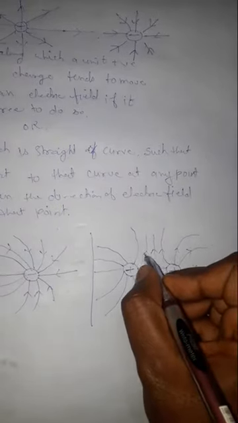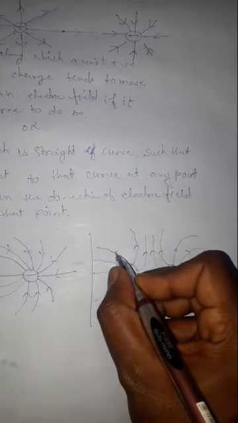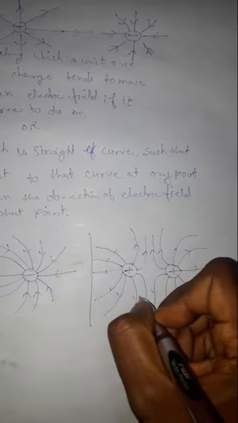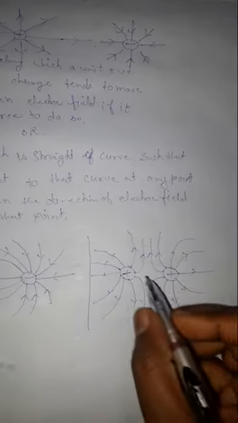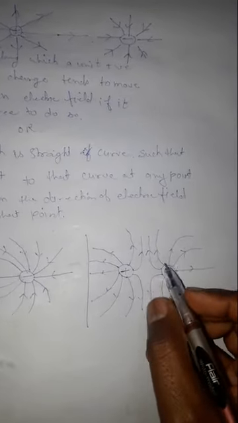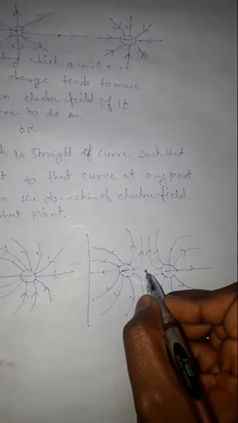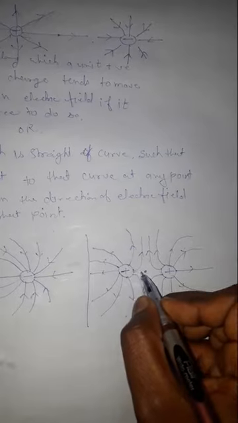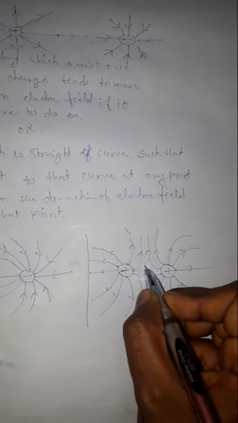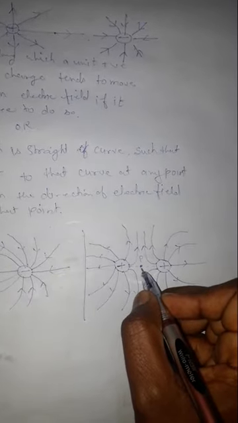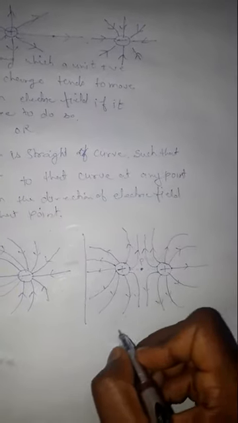So this is the pattern of electric field lines due to a system of two similar charges. As we know, there is no electric field at this point, say it is the midway point of the two charges, say point P. So at point P there is zero electric field, known as a neutral point.